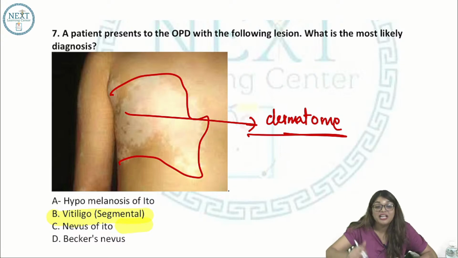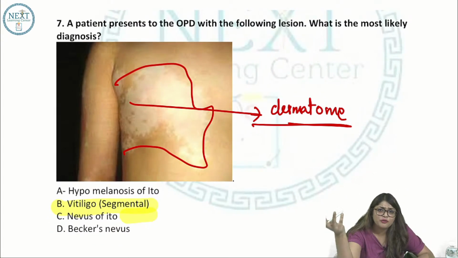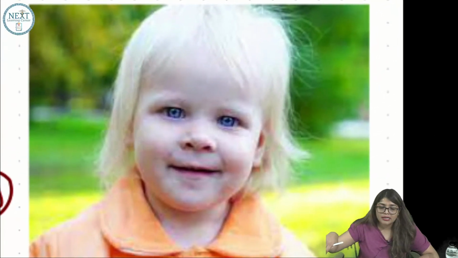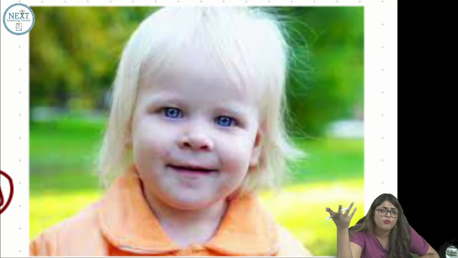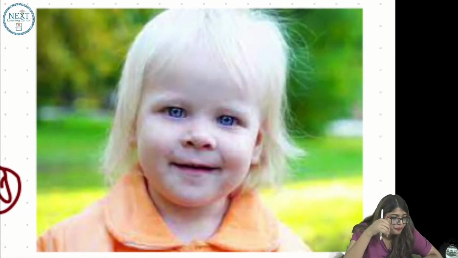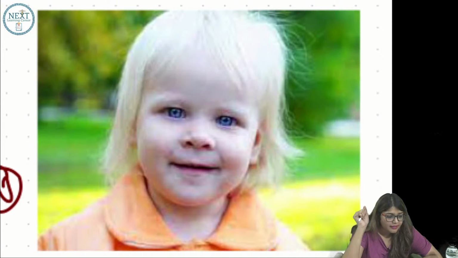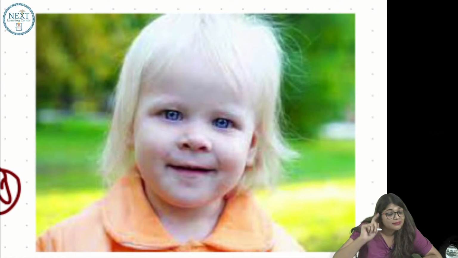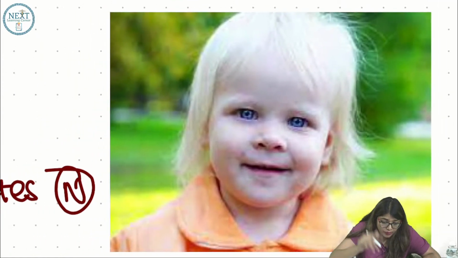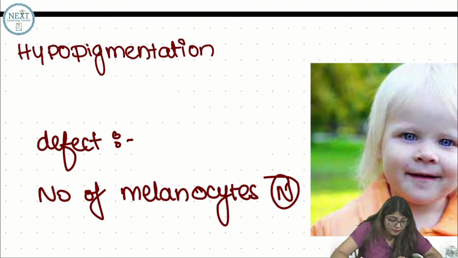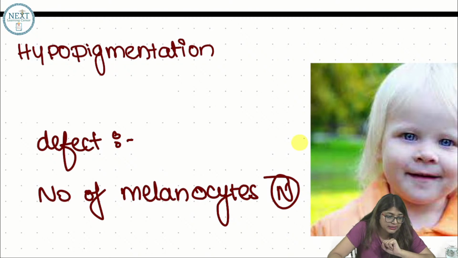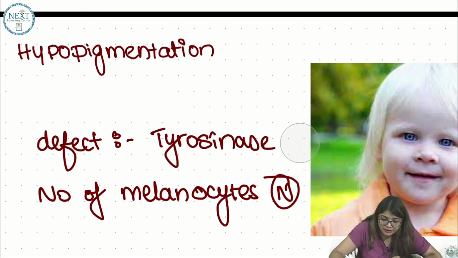Sahil, yes, very good. So let's learn all the lesions related to hypopigmentation. Let's learn all the hypopigmentary diseases. What is this now? Very good. What is the defect in albinism? Knowing that is more important for me. The defect in albinism is tyrosinase. Yes, very good.